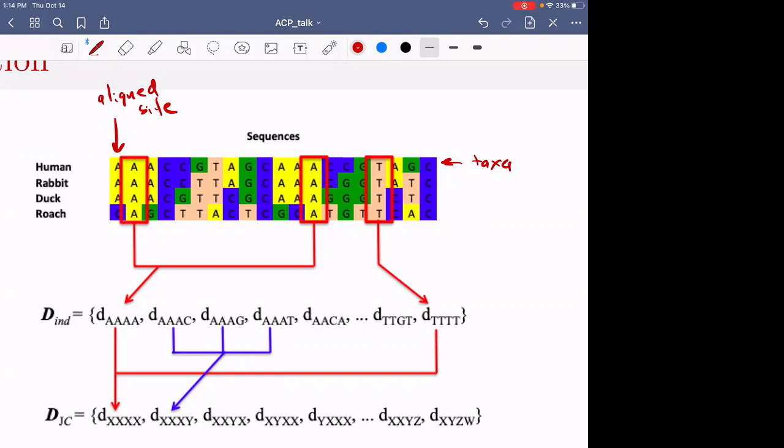And so the number of times we have AAAA, the number of times we have AAAC, and so on, all the way to the number of times we have TTTT. And that is, for 4 taxa, a 256 by 1 vector. And that's a sufficient statistic for our data probabilities.